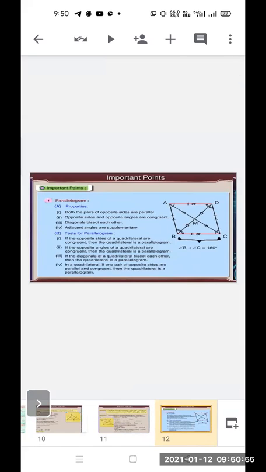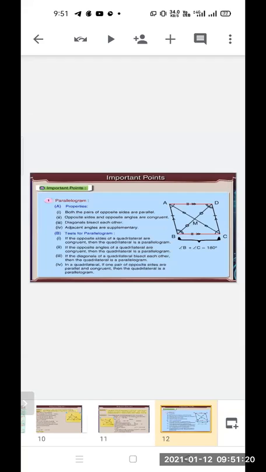Next we have to discuss important points. What we have learned till now, all that we are going to discuss. So first we will discuss parallelograms, children. In parallelograms we have studied properties. Also we have studied tests for parallelograms. So what were the properties? Once again, revise, recall, recapitulate what we have learned.